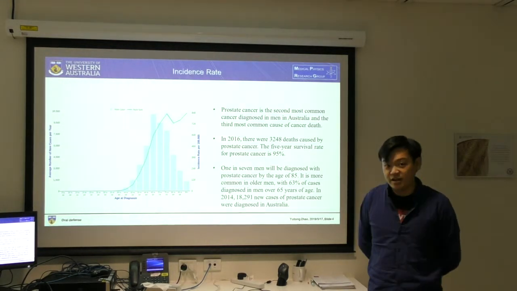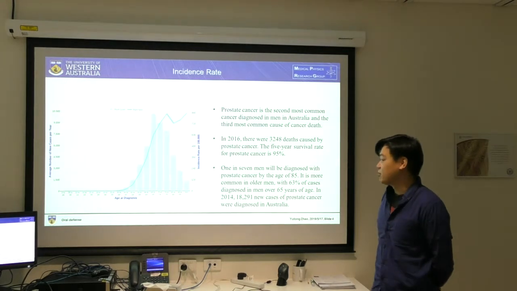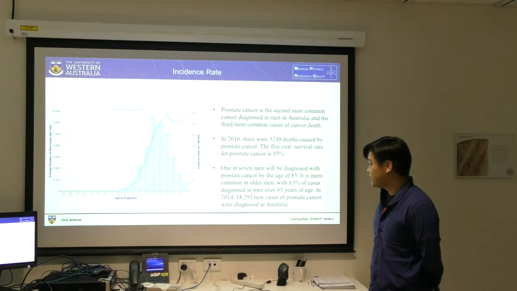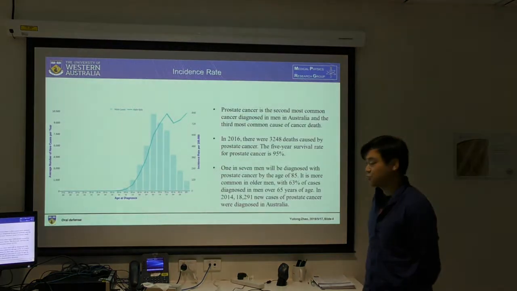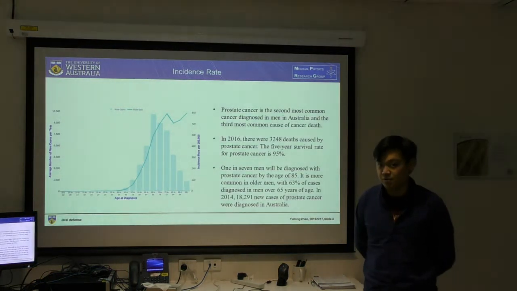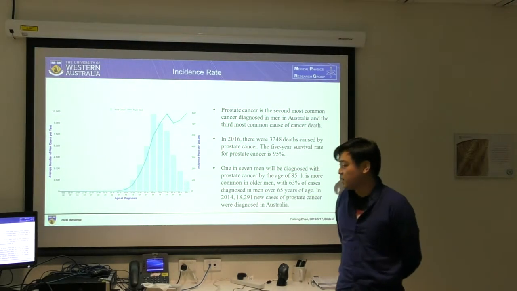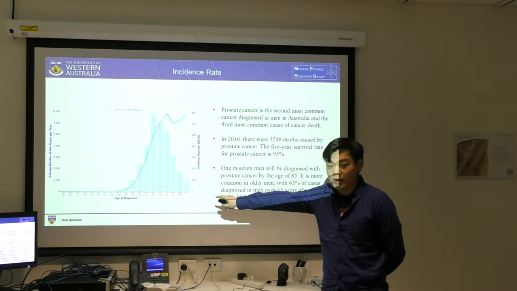In Australia in 2016, there were more than 3,000 deaths caused by prostate cancer, and fortunately, the 5-year survival rate for prostate cancer is 95%, which is really good. And prostate cancer is quite common among people who are 60 to 80 years old.